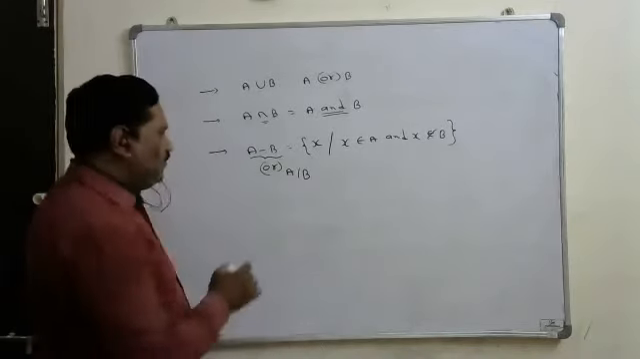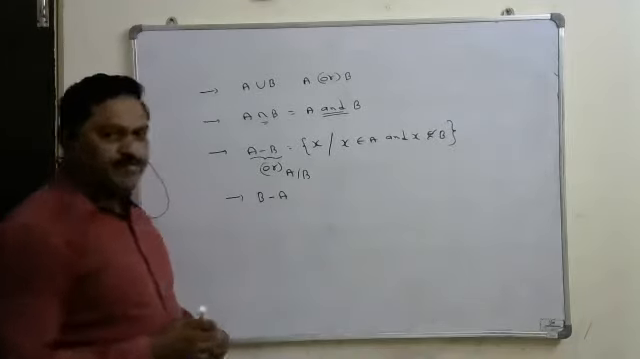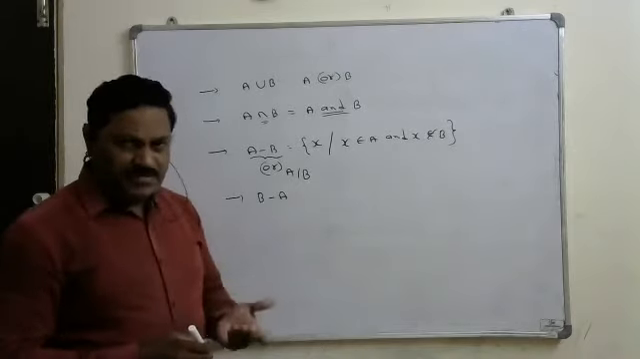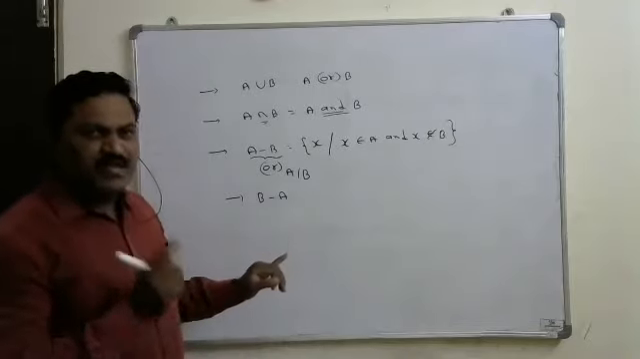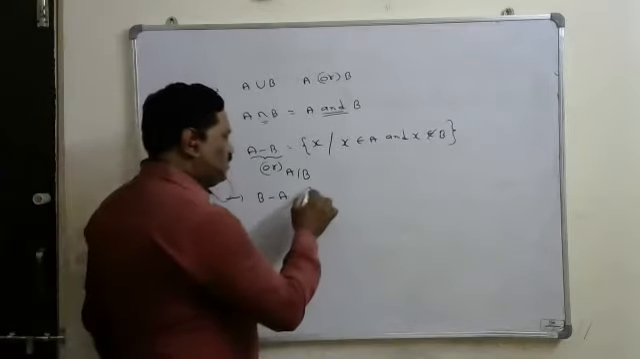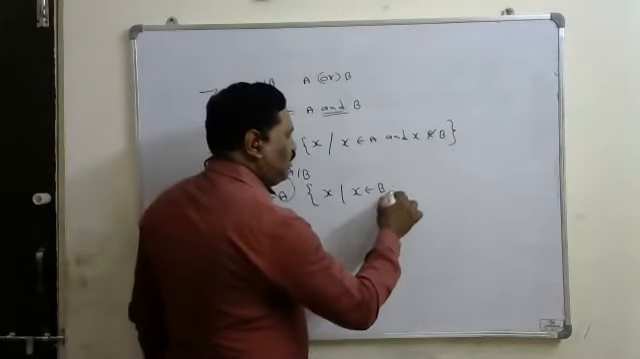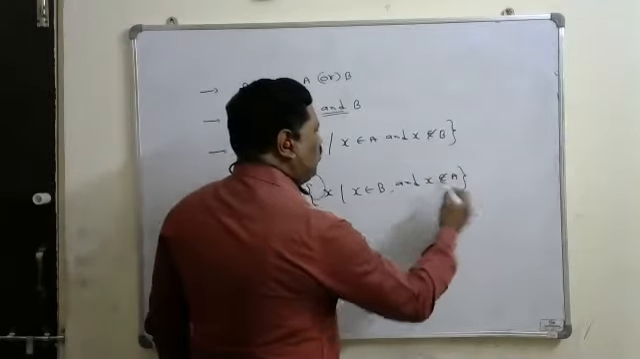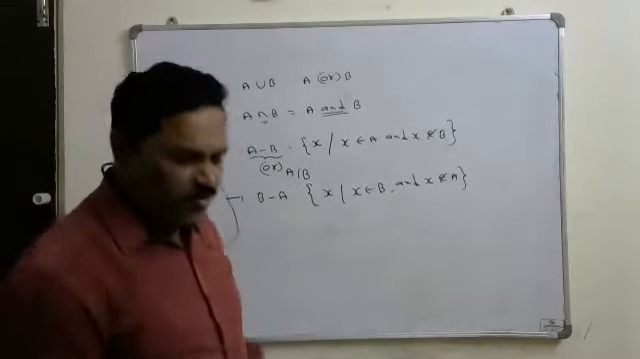Similarly, B minus A represents the set of elements which are available in B but not in A. That is the set of X, where X belongs to B but does not belong to A. Like that we can represent B minus A. Yesterday we saw up to here.